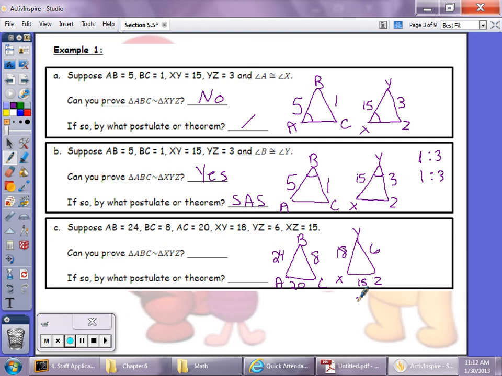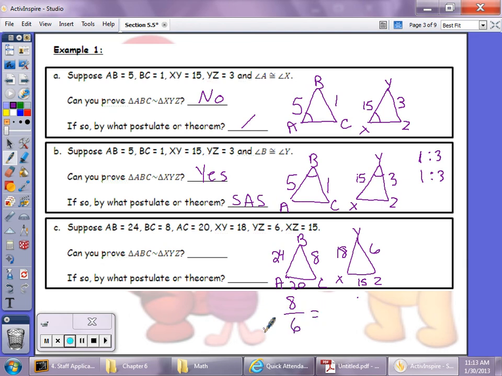In order for that to work, we have to prove that all three sides in the first triangle have the same proportion or same ratio as those in the second. So when you do this, you want to match up sides. You want to match up the smallest side in triangle ABC to the smallest side in triangle XYZ. So in ABC, 8 is your smallest side. In XYZ, 6 is your smallest side.